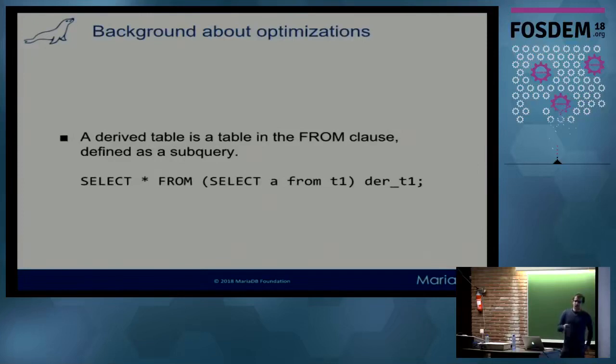So in order to explain what kind of optimizations we're doing in recent developments, I need a bit of background. First of all, a derived table in MySQL is any sort of table which you can find as part of a subquery in the from clause. Whenever I say derived table, it's either this or a view as part of the from clause. So a view is basically the same thing.